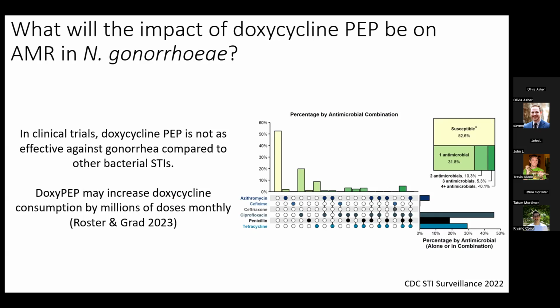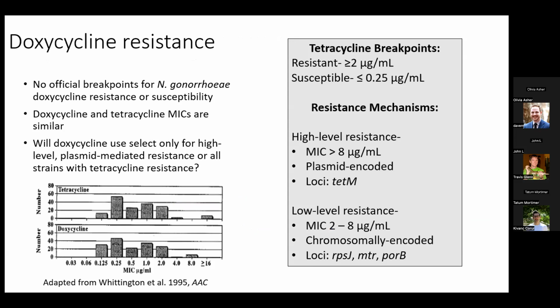We also know that the widespread introduction of doxyPEP is going to really increase doxycycline consumption by probably millions of doses monthly, particularly in populations where gonorrhea is likely to be circulating. And so we were interested in what is the potential impact of this very heavy use of doxycycline on resistance in gonococcus. I just told you we don't have official breakpoints for doxycycline, but the MICs to doxycycline are similar to tetracycline. And so we think that the resistance mechanisms are likely to be the same.